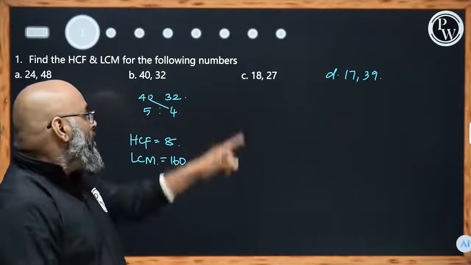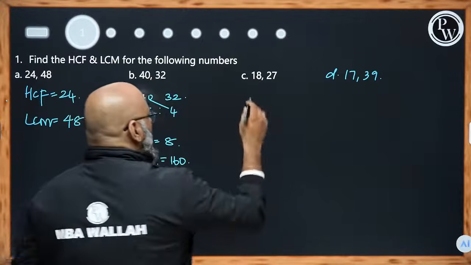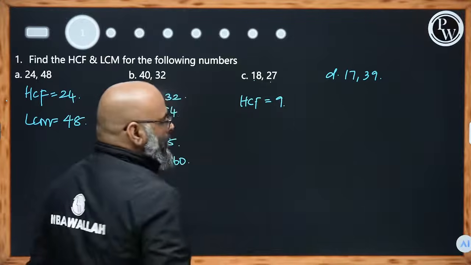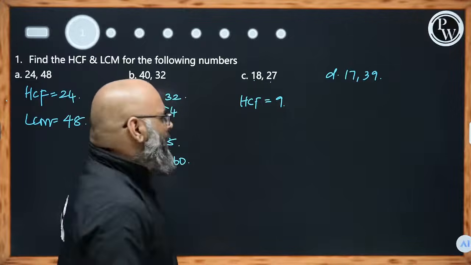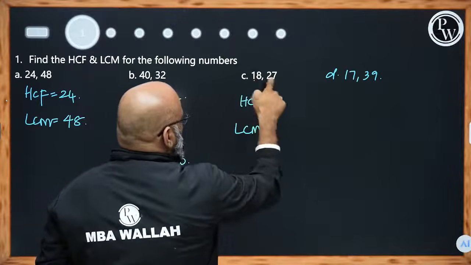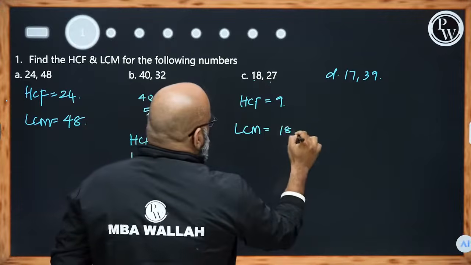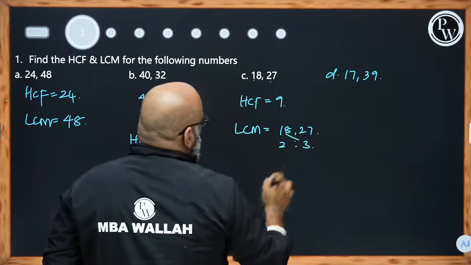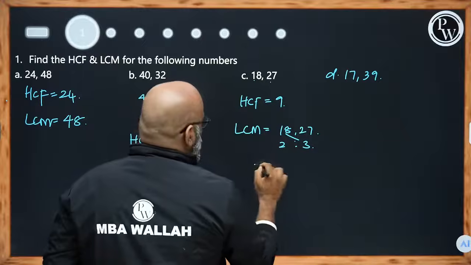Simple. Look at 18 and 27. Once again, both numbers HCF. Easy. As simple as it goes. It's 9. Nothing fancy. What is my LCM? If I cancel it out by 9, for 18 and 27 the ratio becomes 2:3. So 18 into 3 or 27 into 2, either way it is 54.